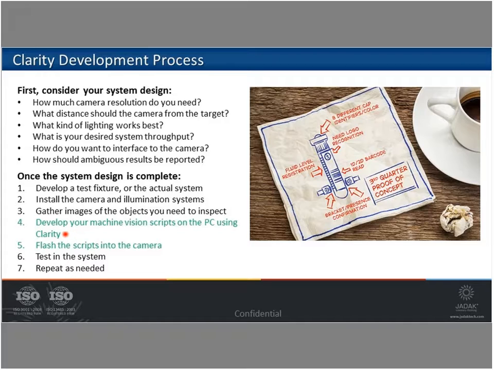That machine vision algorithm will then be, we'll call it a script. It gets flashed into the camera. And then after that, you can run the system right on the camera, right in your host device, to see what results it's delivering, and then you repeat these steps as needed to make sure you're getting the machine vision results that you require.